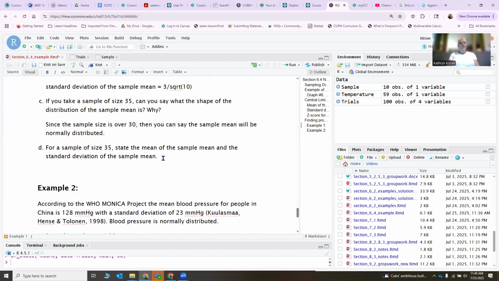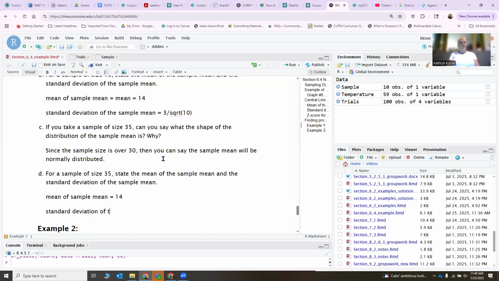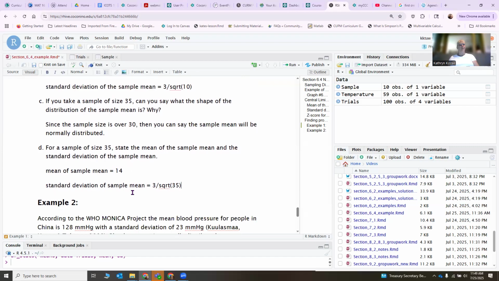For the sample size of 35, what is the mean of the sample mean and what is the standard deviation of the sample mean? Well, the mean of the sample mean is the same as the mean of the original data. So it's still 14. That didn't change. The standard deviation of the sample mean is again the standard deviation of the original variable, which was 3, over the square root of my sample size. In this case, my sample size was 35. This one will be smaller. We get less variability when you get a bigger sample.